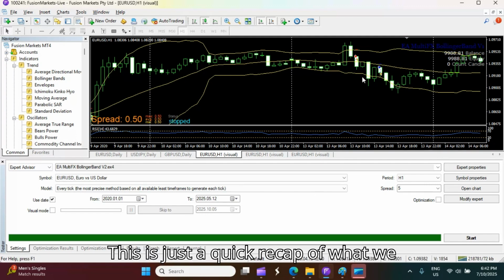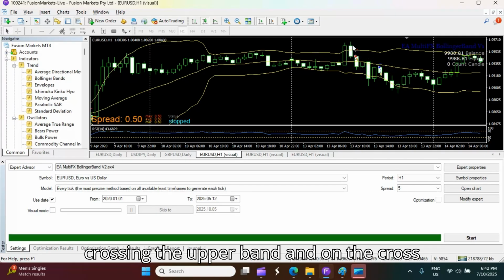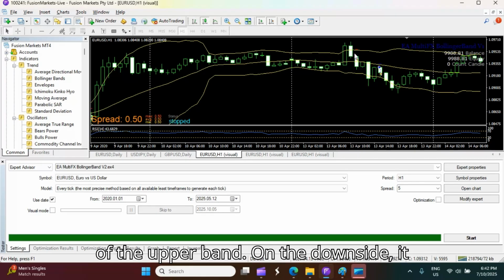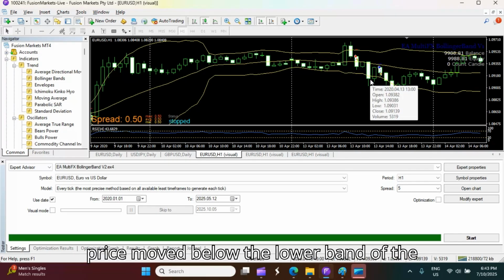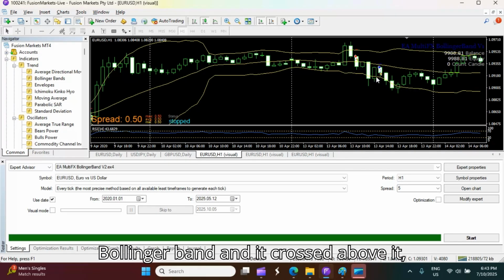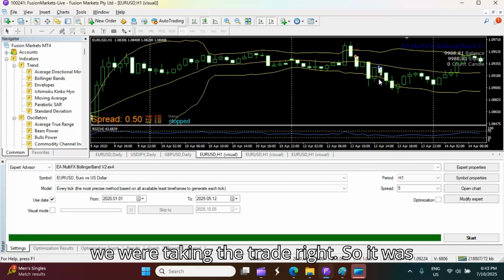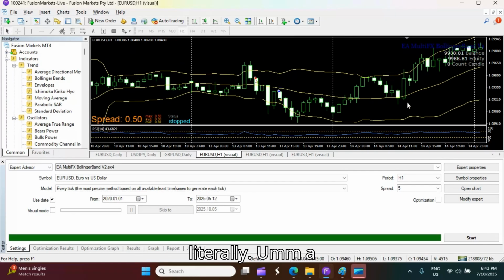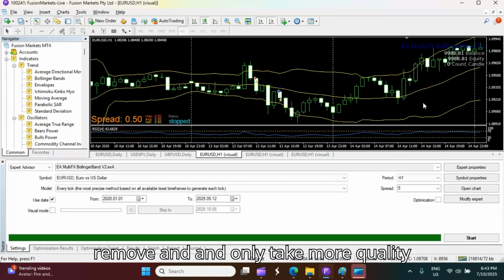This is just a quick recap of what we tried to do last time. The bot was crossing the upper band, and on the cross of the upper band on the downside, it was taking the trade. Similarly, when the price moved below the lower band of the Bollinger Band and crossed above it, we were taking the trade. So it was literally whipsawing a lot. So we introduced an RSI indicator to try and only take more quality trades.